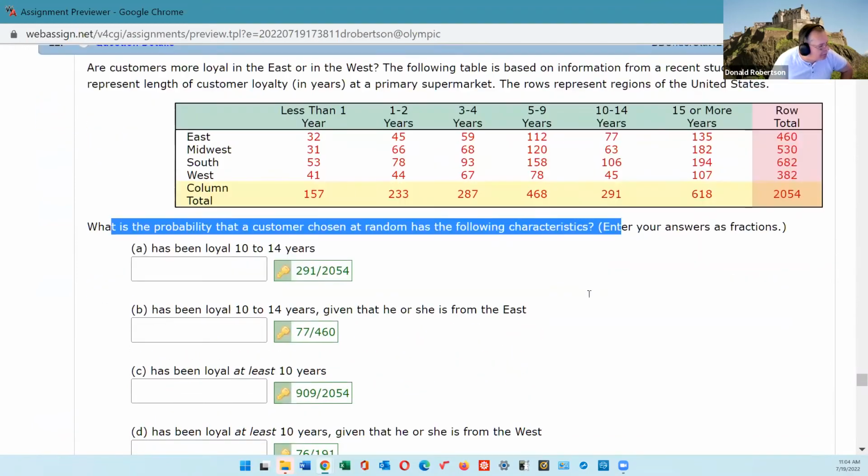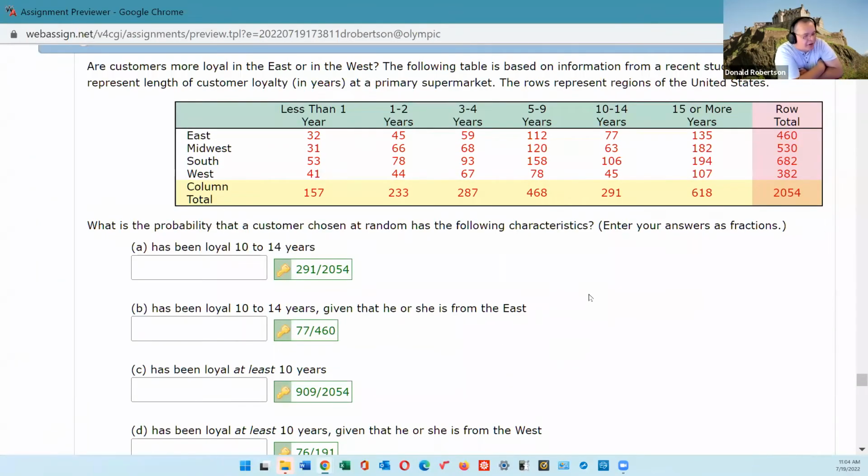Let's pick one from here. If I tell you that the person has been loyal for 15 years or more, what's the chance that they came from the East? So if I tell you that they've been loyal 15 years or more, it's this column. And what's the probability that they come from the East? That would be 135 out of 618.